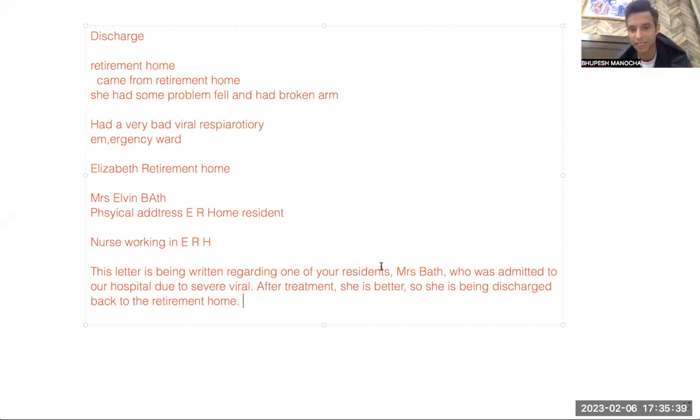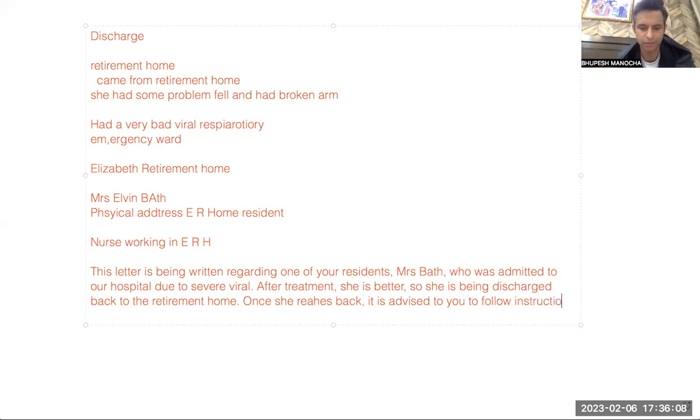So this letter is being written regarding one of your residents, Mrs. Bath, who was admitted to our hospital due to severe viral infection. After treatment, she is better, so she is being discharged back to the retirement home. These are the best words. Once she reaches back, it is advised to you to follow instructions for her speedy recovery. So you can write this.